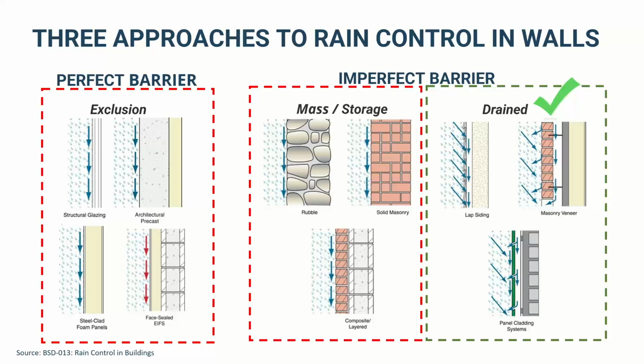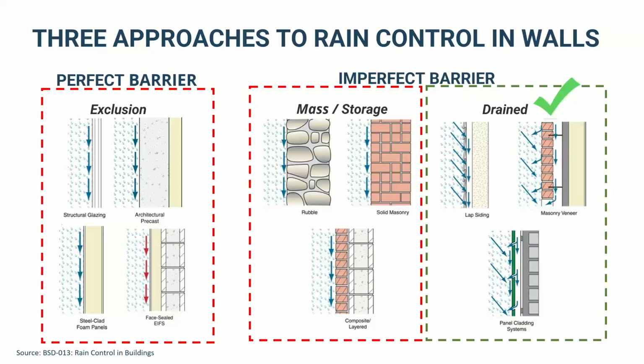So here are some more examples. Perfect barrier, I talked about, like glazing. That's a great example. Architectural precast is a perfect barrier. We're really expecting that water control to be on the outside face of that precast. Same thing with insulated metal panels, or a lot of the old school EIFS systems that didn't really have any backup membrane behind them. They were just face sealed, so that would be a perfect barrier. There's really no ability to handle water behind that outer layer.